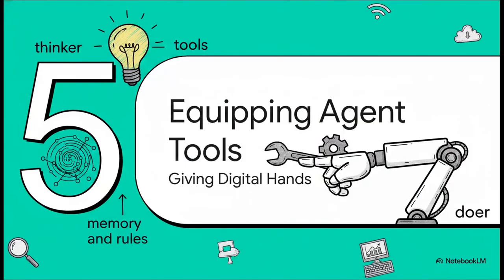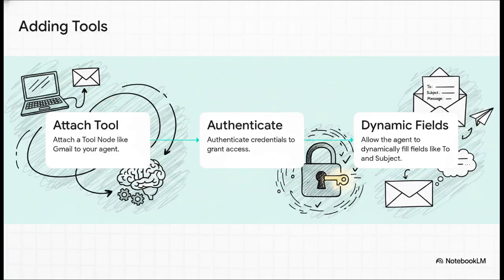Which brings us to Section 5, equipping agent tools, or giving your agent digital hands. Just like you'd give a brand new employee a laptop and their software logins, you have to give your AI agent access to digital tools. Step 1, you attach a tool node directly to the agent. Let's use a Gmail node for our example here. Step 2, you authenticate your credentials so the agent actually has permission to use your account.